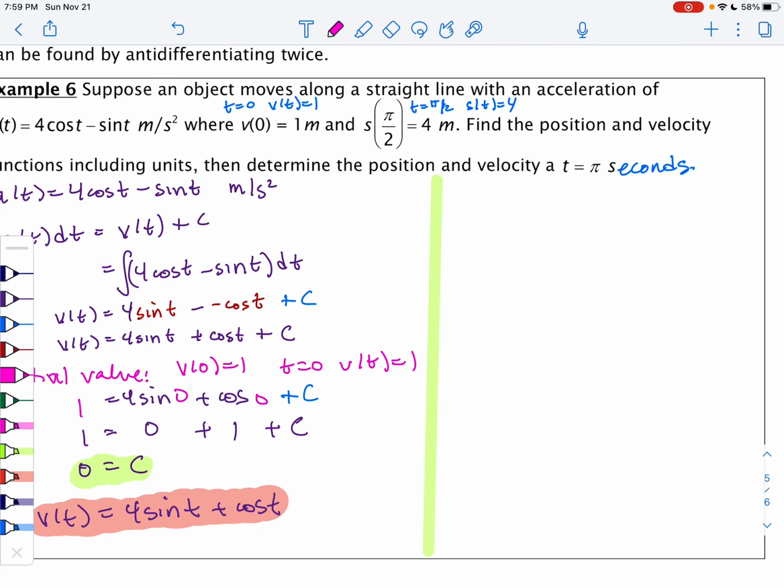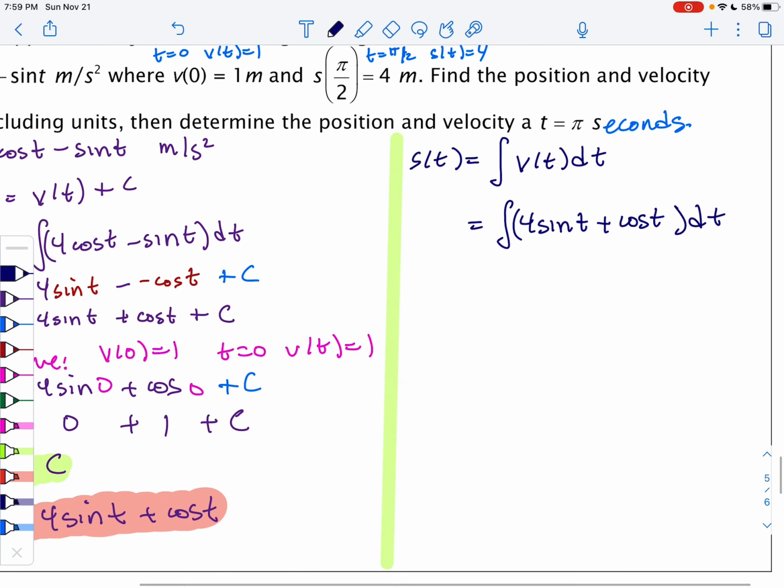Next up, we want to find our position. Our s of t is going to be the antiderivative of v of t dt. So this is going to equal the integral of 4 sine t plus cosine t dt. Taking that antiderivative, what function has derivative equal to sine t? Negative cosine t, right? Remember, the derivative of minus cosine is minus sine, which gives us sine. So this is going to give us 4 times minus cosine t.